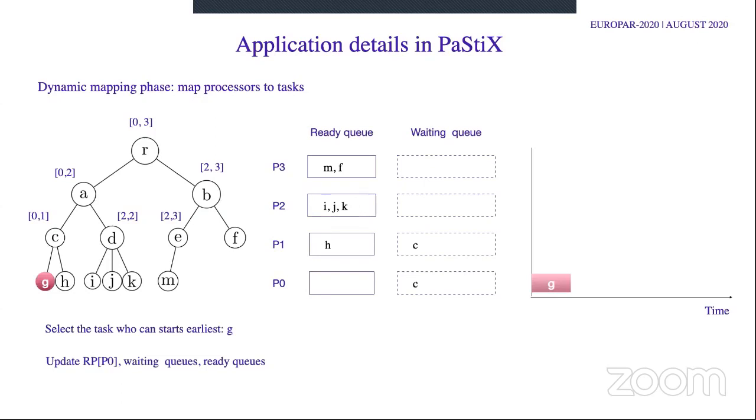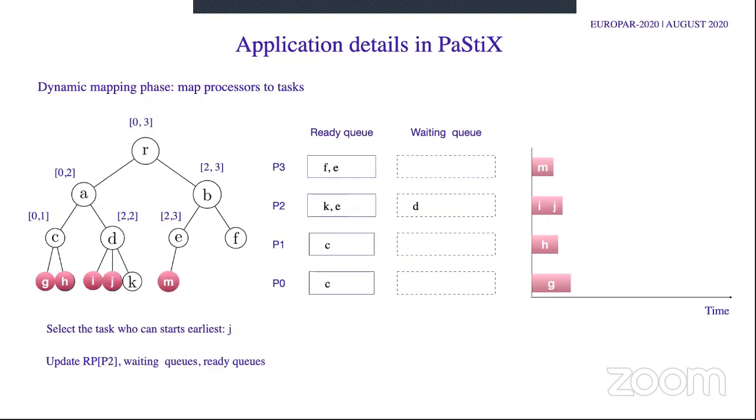We select task G and we run it on processor P0. Then we update the ready time of processor P0 as the finish time of task G. And then task C will be inserted into the waiting queue of processors P1 and P0 as they receive part of the input files. Then we select the task that can start earliest, task H. We schedule it on processor P1. Then we select task I. We update the ready time of processor P2 and the waiting queue of processor P2.